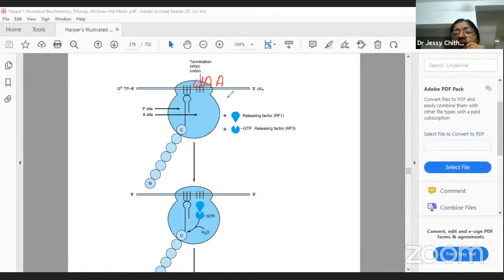So what happens? Releasing factor 1, RF1, and RF3 along with the GTP will come and hydrolyze the peptide chain from the tRNA. With the help of releasing factor 1 and 3 along with the GTP, it will occupy the A site and hydrolyze the peptide chain from the peptidyl tRNA.